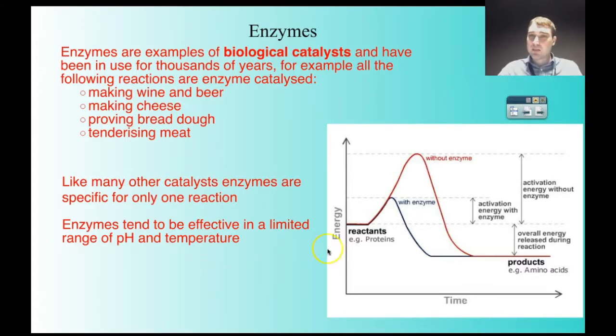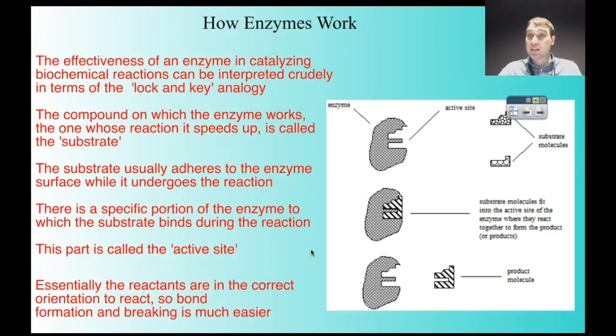Again, the way they work is by reducing the activation energy required for the reaction to occur, and we'll have a look at how that works. Problems with enzymes is that because they're biological, they're affected by pH and temperature, and we're going to look at how that happens a bit later on. So the way an enzyme works is they have a shape on them called an active site. This is not representative of reality really, it just gives you an idea.